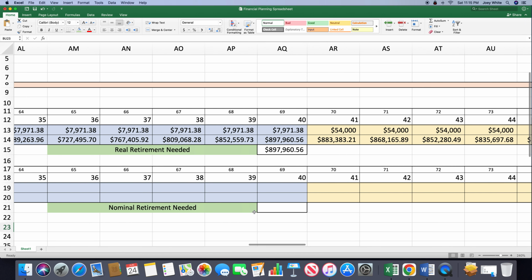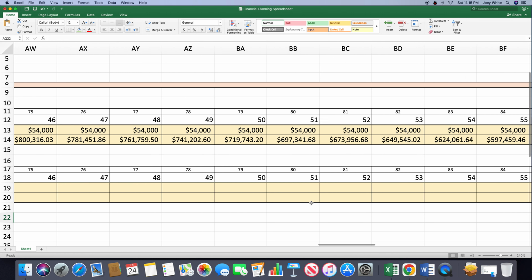Okay, and we can actually go ahead and do the same thing for this nominal retirement, right? But of course this is only over 40 years, so we can just adjust this. So take our real retirement needed and index it to the inflation rate over a 40-year period. So that's this real retirement times 1 plus the inflation rate, so that's C2, and then raise it to 40. Close parentheses.